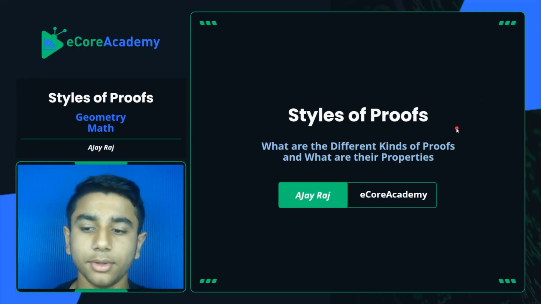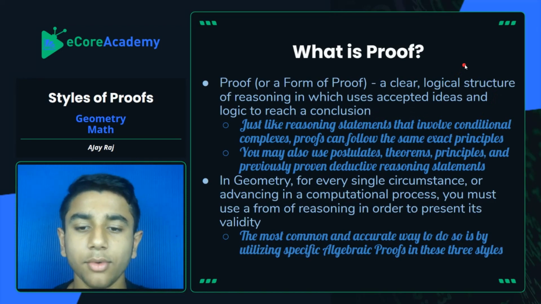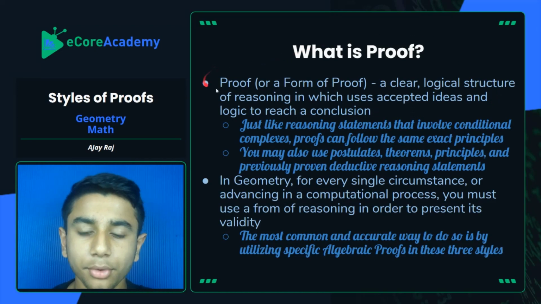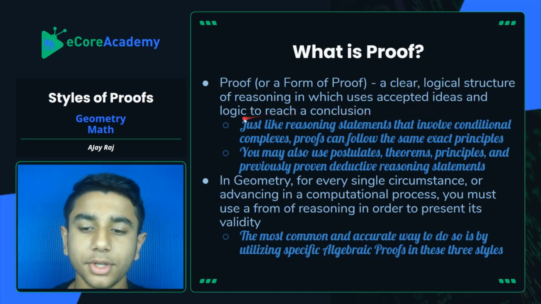Alright, let's jump right into it. So before we get into the different types and styles of proofs, we just have to know the basic definition of what a proof is. A proof, or a form of proof, is a clear logical structure of reasoning which uses accepted ideas and logic to reach a conclusion.